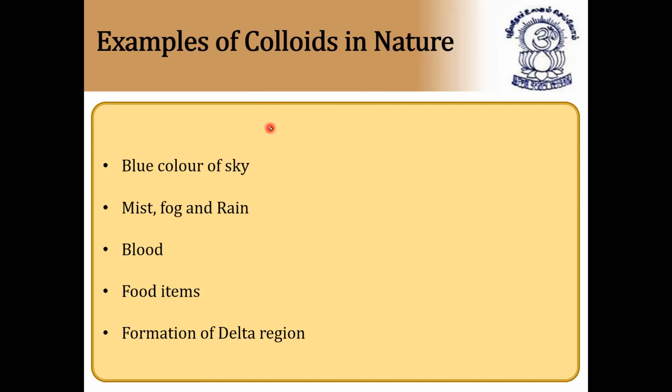Examples of colloids in nature. So what are the examples of colloids in nature? Let us discuss now. Blue color of sky, mist, fog and rain, blood, food items, formation of delta. These are all the natural colloids.